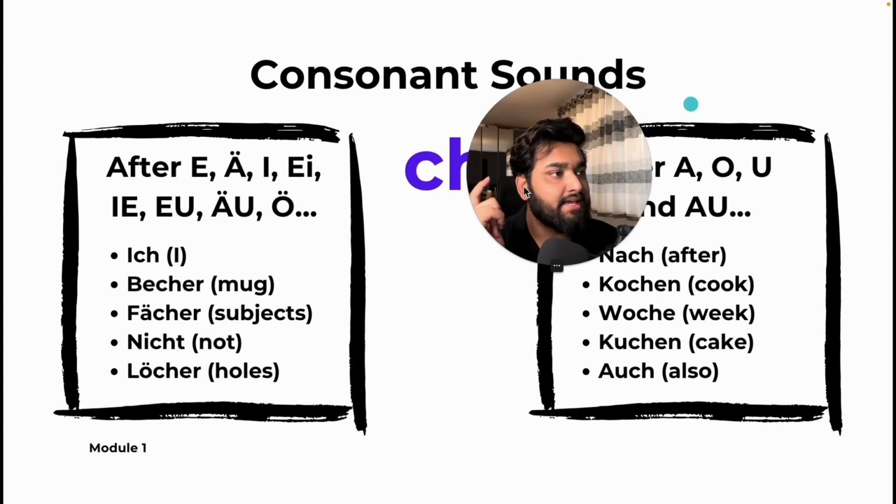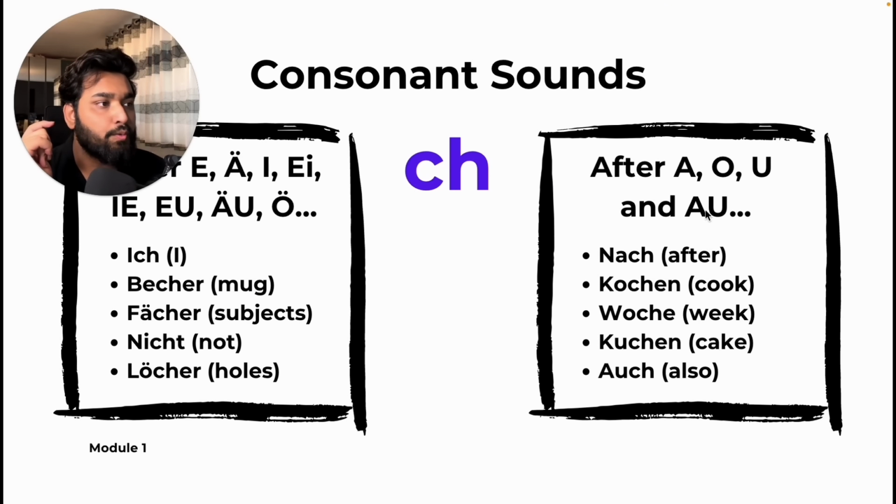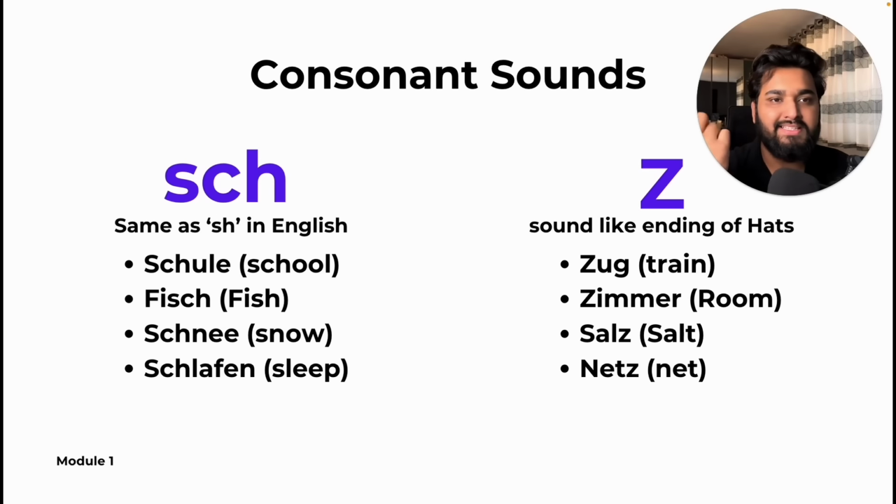And the other one, you can see after A, O, U and Au, the sound will come from the throat. For example: nach, kochen, Woche, Kuchen, auch. You see, this one is from the throat. So what is the difference? Ich, nach, Becher, kochen, Fächer, Woche, nicht, Kuchen, löschen, auch. So these are some other consonant sounds. For example, the combination of SCH is the same as sh in English. Schule, Fisch, Schnee, schlafen. Same as sh in English.